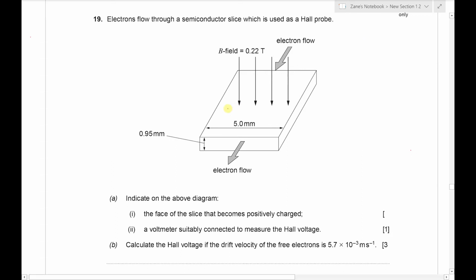So there's going to be an electric force in this direction on the electrons. That means the electrons will be pushed to the left-hand face, and the right-hand face will be lacking electrons, so the right-hand face will become positively charged as required. To connect a voltmeter to measure the Hall PD, you just need to connect it between the two faces, the positive face and the opposite face that will become negatively charged.